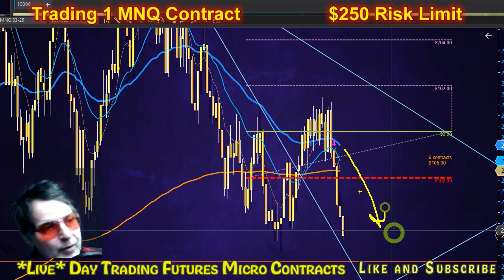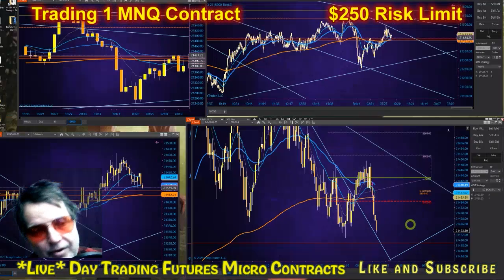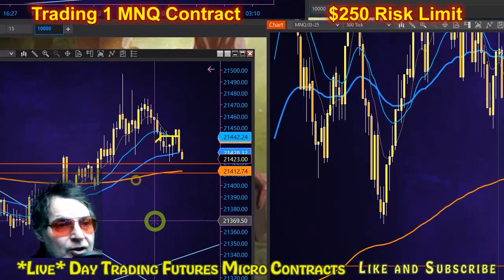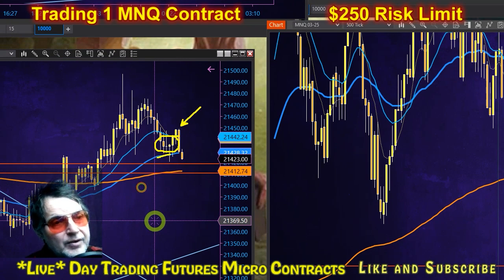I can't wait. I've got to wait till it looks strong on the 500 tick. And now we have everything coming down. It was in the caution zone, failed to break out, and now things are rotating underneath the 50. And this is the danger zone.